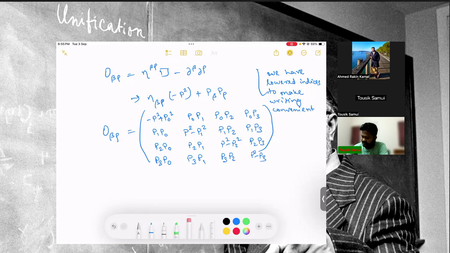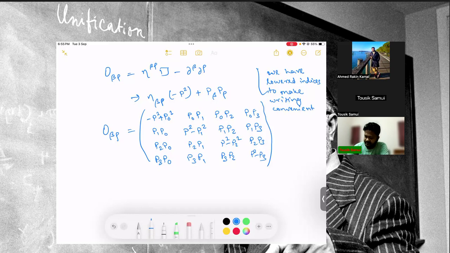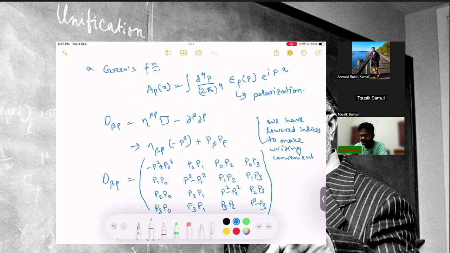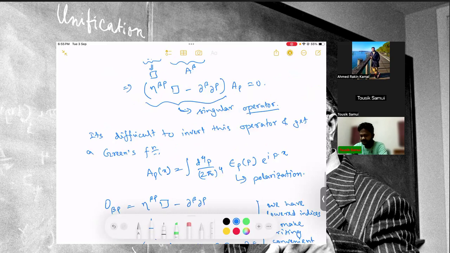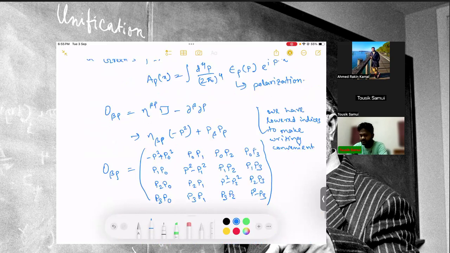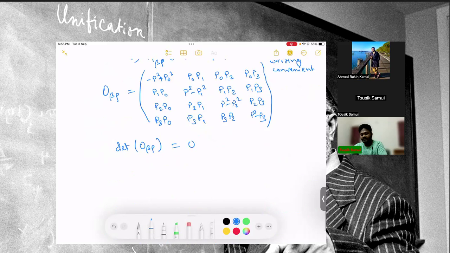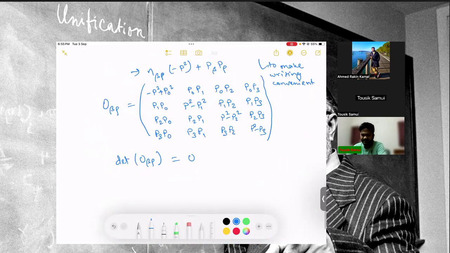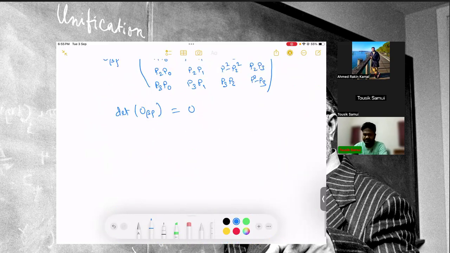If you now calculate the determinant of this operator, you will see that the determinant is actually 0. Then we cannot invert this equation and get a good Green's function. So that is another problem even if we try to quantize. But the solution is that if we go to the Coulomb gauge, we can consistently do it with certain tricks and we can avoid this problem.